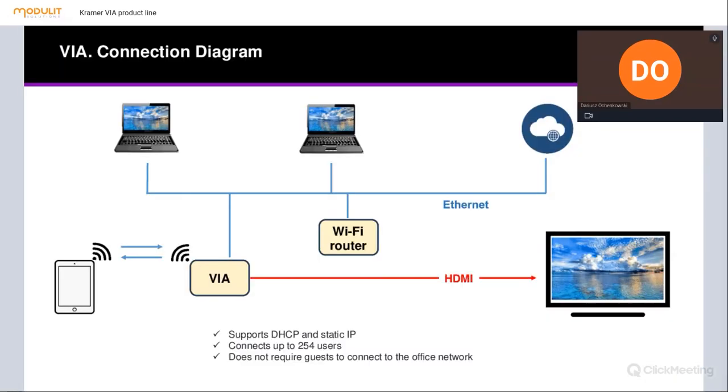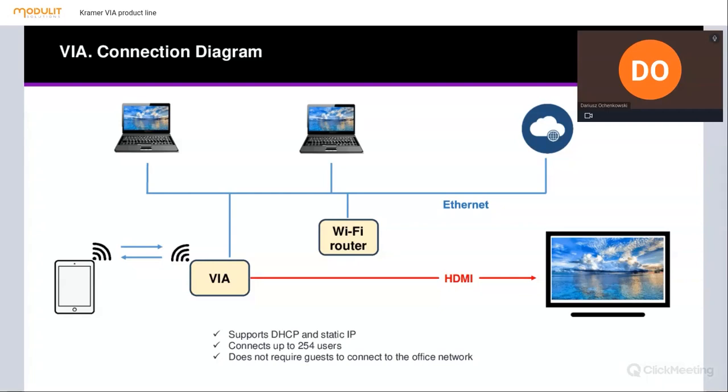Let's move on. VIA connection diagram. To connect VIA, the best practice is to connect VIA to the local area network by Ethernet cable. We need to connect the VIA through HDMI to some display. It can be a projector, it can be a standard monitor. And later, with our laptops and mobile phones, we can connect to VIA wirelessly using the existing network. This is the standard application for VIA.